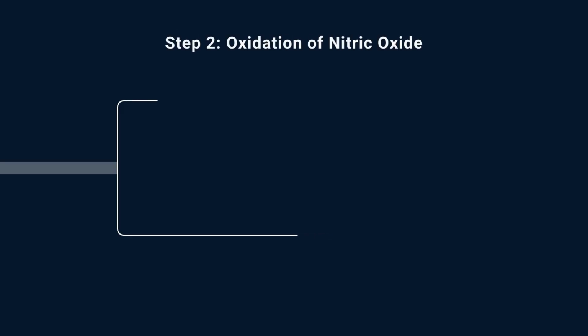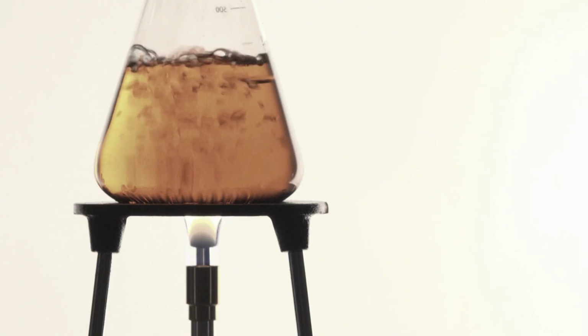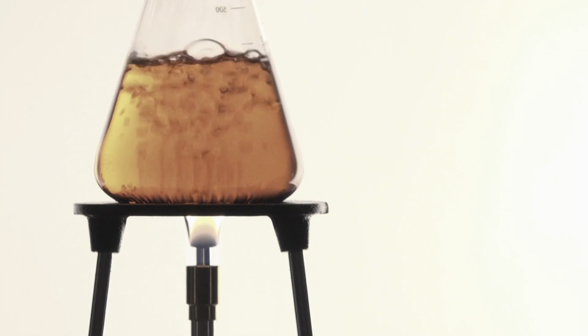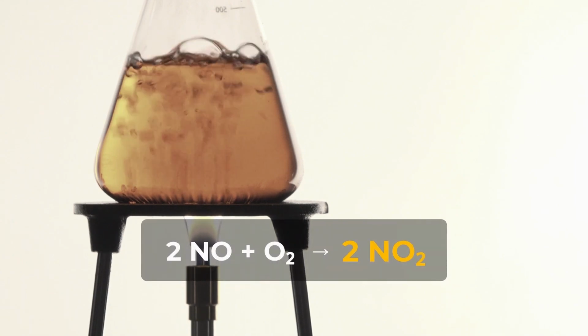Step 2. The hot nitric oxide gas is cooled and pushed into an oxidation chamber. Here it reacts with more oxygen from the air to form nitrogen dioxide, which is a distinct heavy brown gas. The reaction: 2NO plus O2 yields 2NO2.